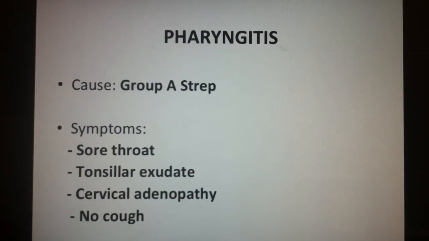So first, cause. It is caused by group A strep. Symptoms: sore throat, tonsillar exudate, cervical adenopathy, and no cough. At this point, I want you to memorize all the symptoms. Anytime you see a question of acute pharyngitis, go back to the question and check if all the symptoms are present.